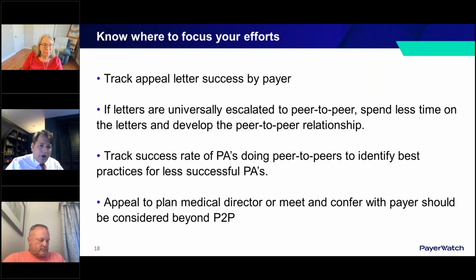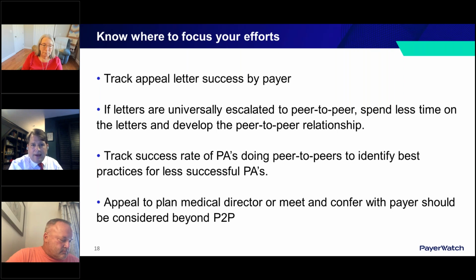And where our efforts are going right now, as a system, is we're really trying to track appeal letter success by payer, so that we can better prepare for our peer-to-peer, and we can also know when we're fighting a losing battle from the beginning. Additionally, we're trying to find if those letters are universally escalated to a peer-to-peer, meaning each letter that we send is greeted with that same generic letter that we get the first time around.